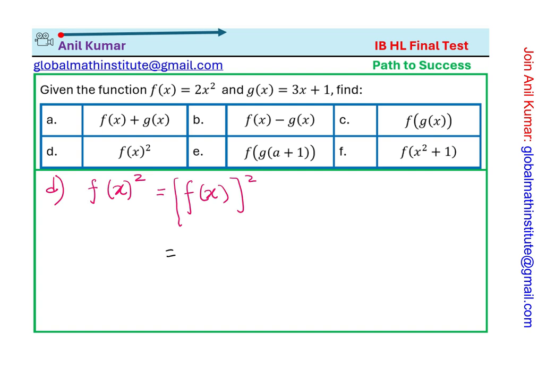So we'll rewrite this as f of x whole square. F of x is 2x squared. And square this, right? So it becomes 4x to the power of 4. Is that clear to you? That is how we are going to do part D, correct? Now let's take part E.